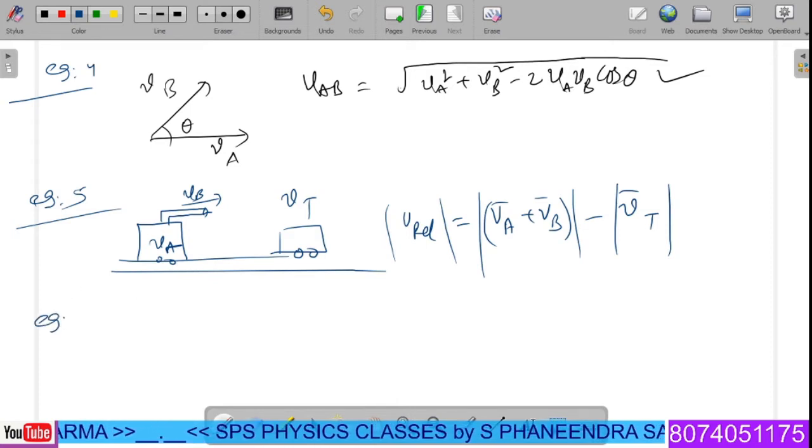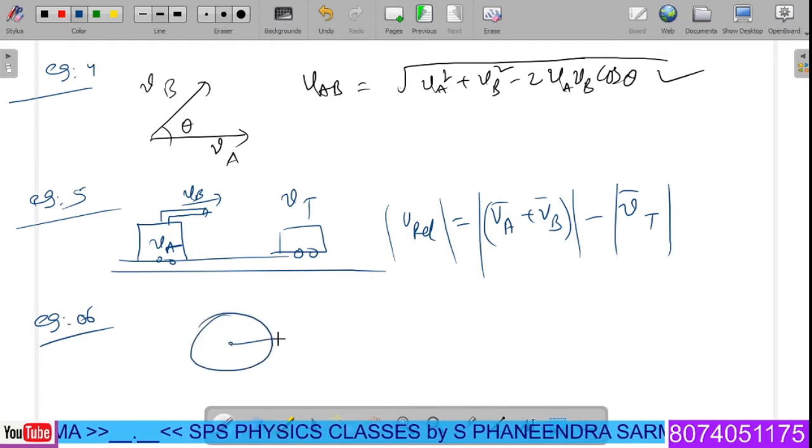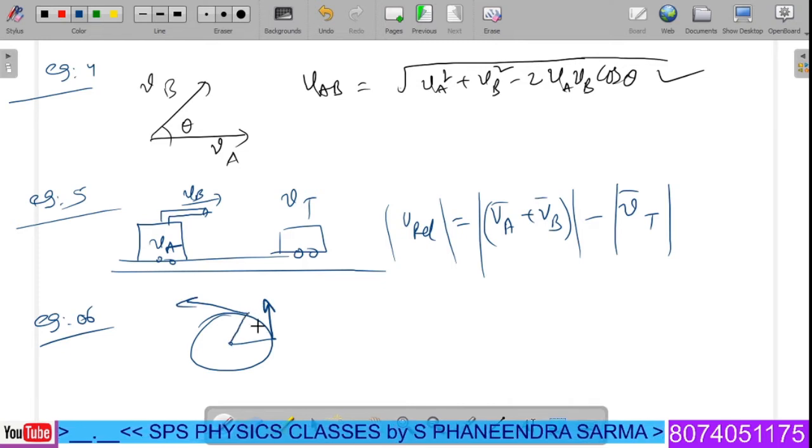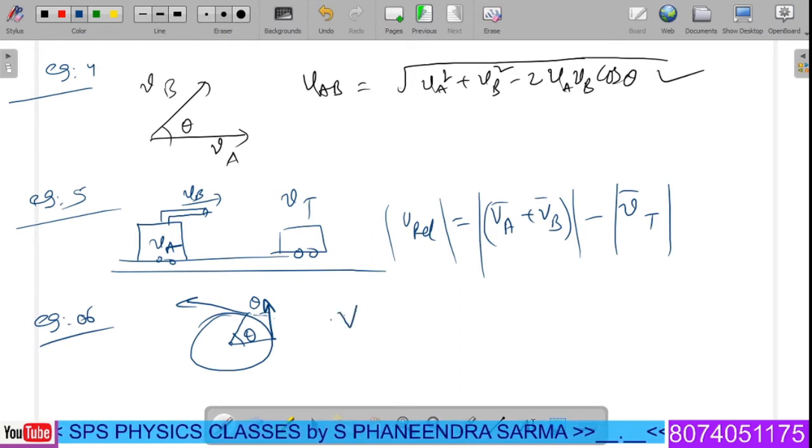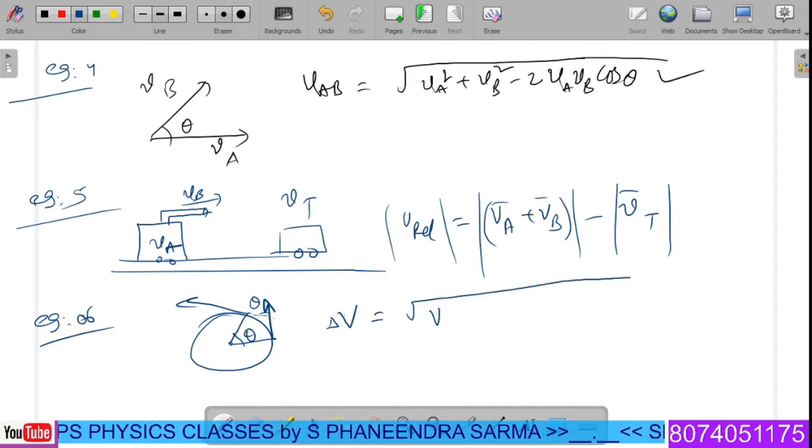Next, example number 6. Suppose this is uniform circular motion. In this case, we have two instantaneous tangents, and the angle between the tangents will be theta degrees, so that they make angle theta at the center. The question is: what is the change in velocity here? Change in velocity means relative velocity, which is what they are asking. In such a case, you have to apply the above condition.